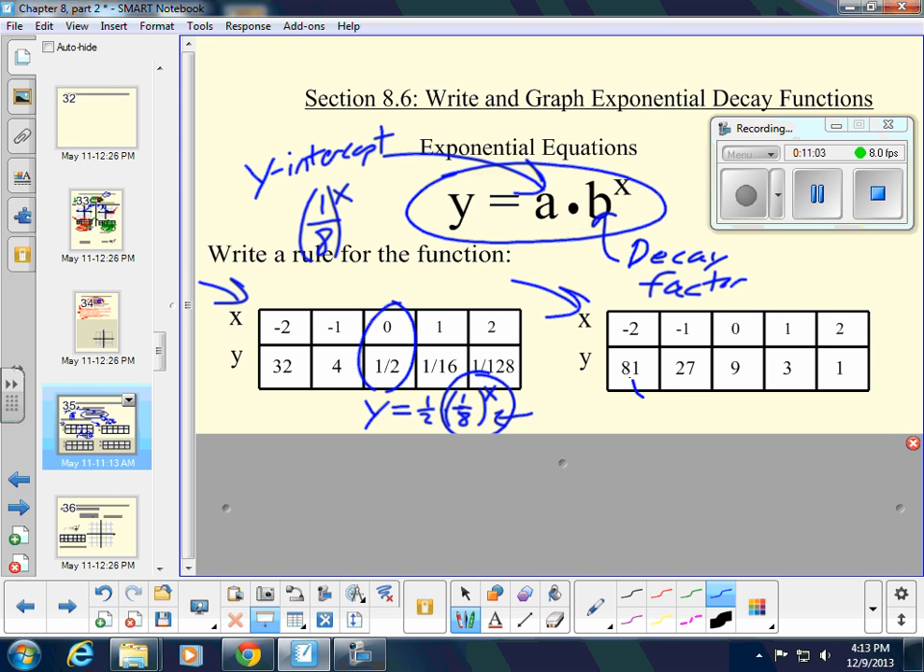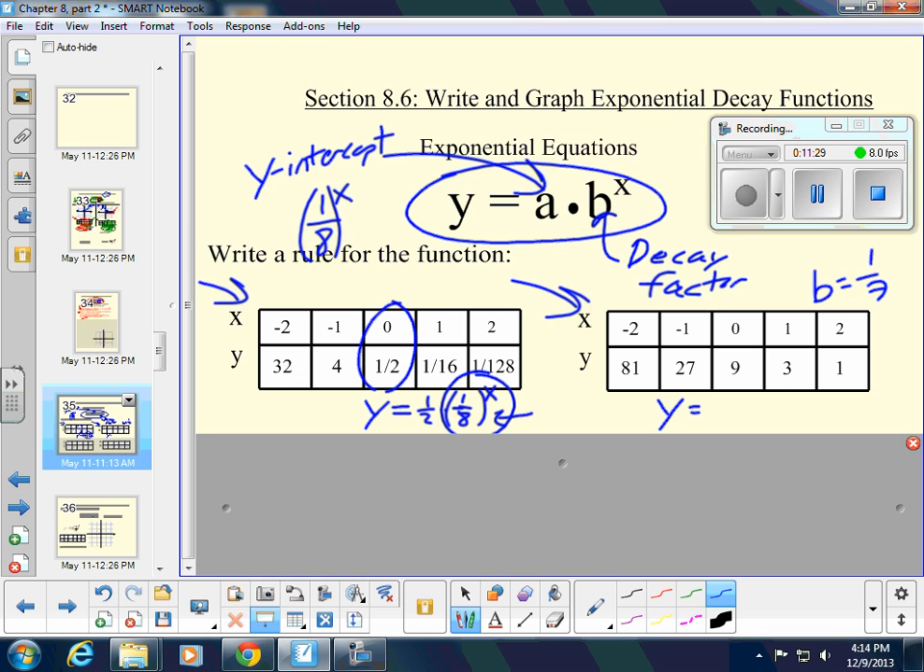Again, there's some kind of pattern going on with the y coordinates. If I look at those carefully, I can see they're going down again, but not like subtracting the same thing every time. It looks like they're dividing by some factor. I would say that factor is probably going to be 3. So how can I make that happen in this? In an exponential decay equation, my b is going to be 1/3. That's what's going to make it decrease by 1/3 every time, or divide the y coordinate by 3 every time as I go up in my x coordinates.